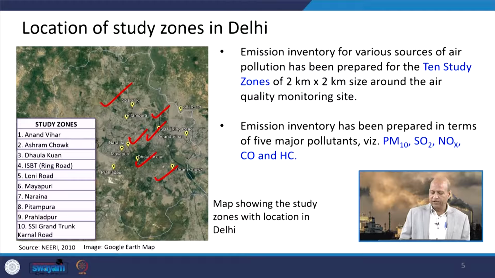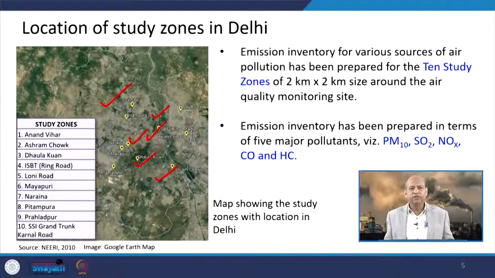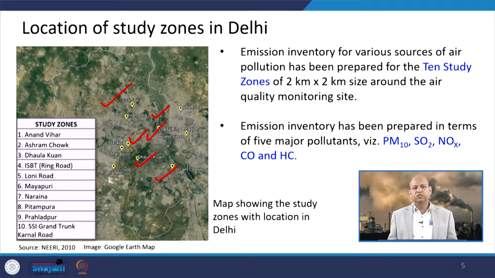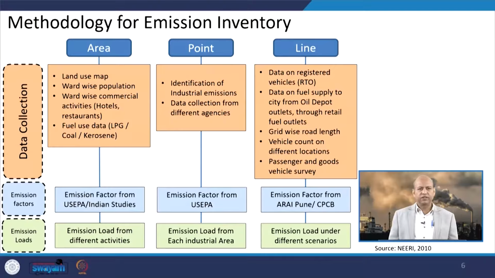This inventory has been prepared in terms of 5 major pollutants: PM10, that is particulate matter of size 10 micrometer or less, then sulfur dioxide, oxides of nitrogen, NO2 etc., then carbon monoxide and hydrocarbons, HC. So, these are the methodologies for emission inventory for every category like area source, point source or line source. Basically first of all, data collection is there for any kind of activity. You must remember, for emission inventory development from the bottom-up approach, we go first of all for data collection.